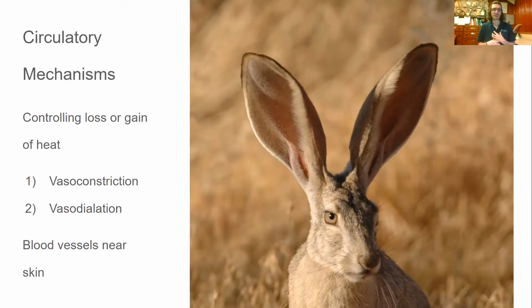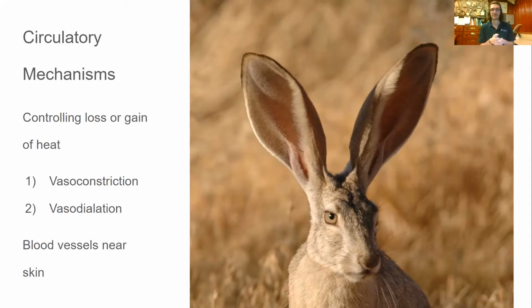So vasoconstriction is when animals want to maintain heat and lose less heat across their skin: they shrink the blood vessels leading towards the surface of the skin. That way, less blood can flow to the skin and less heat will be lost. The opposite is vasodilation, where the blood vessels are dilated, expanded, so much more blood can flow towards the skin of animals, and they can give off a lot of heat to the environment and lose heat.